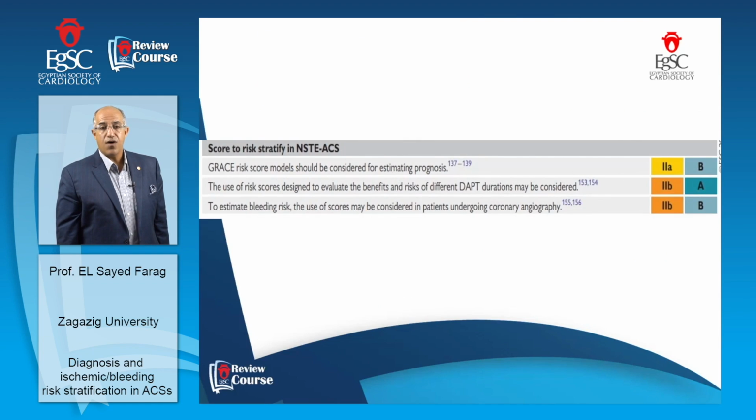Scores to risk stratify. The guidelines told us that the GRACE risk score model should be considered for estimating prognosis, and as I said, it is downgraded to 2A. The use of risk scores designed to evaluate the benefits and risks of different DAPT durations may be considered, with a 2B recommendation. For the estimation of bleeding risk, as I mentioned, the use of scores may be considered in patients undergoing coronary angiography, with a 2B, level of evidence B recommendation.